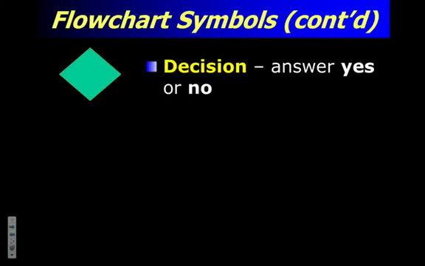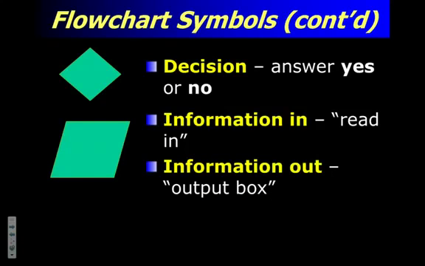This symbol we'll get to a little bit more in a minute. The diamond shape is used to make decisions. It's essentially a fork in the road where you can go one way or another, and we'll see that in a minute. This one you don't see in all flowcharts.